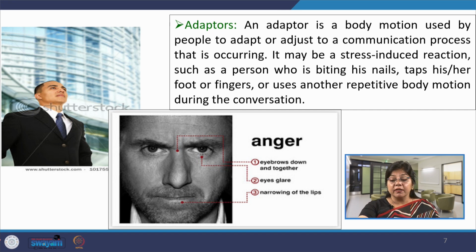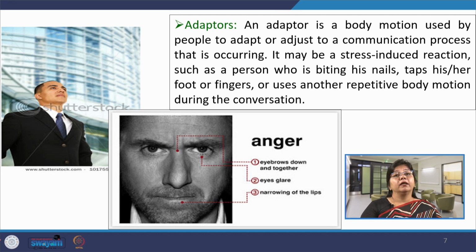So, it may be a stress-induced reaction, such as a person who is biting his nails, tapping his or her foot or fingers, or using another repetitive body motion during the conversation. Take any person who is giving a presentation before an audience and is very nervous. Maybe he will start rubbing his hands, folding his hands, or have tight facial muscles, which shows that he is under stress and tension, or there can be deep eyes which show that he is in tension and at the same time experiencing anger.